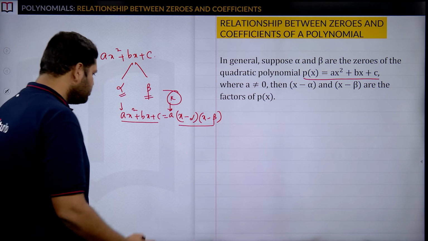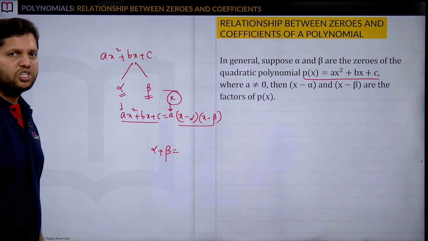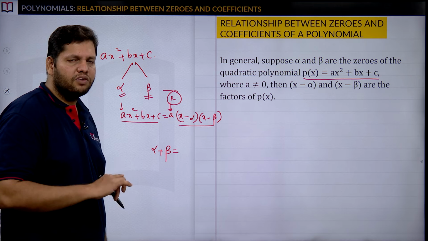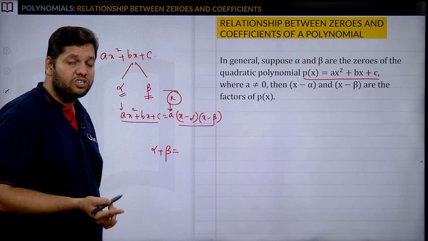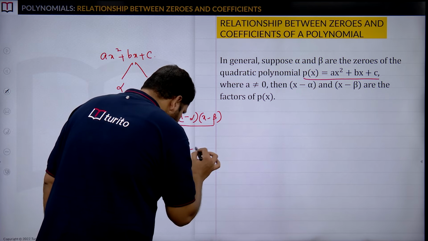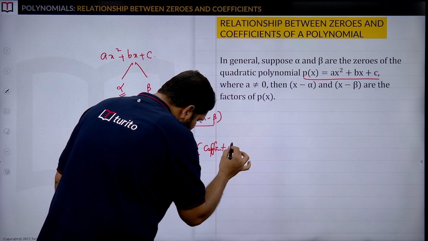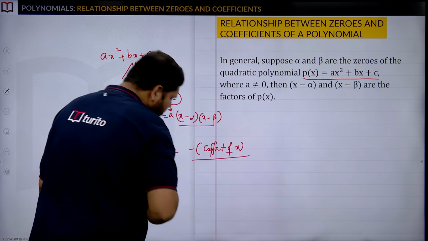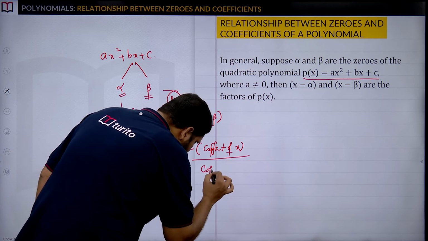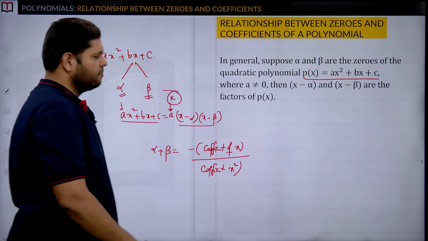Then generally what can we write, children? Sum of the zeros, that is alpha plus beta. What actually did we get as the formula in the previous question? For the sum of the zeros, every time we got minus of the x coefficient divided by the x square coefficient, isn't it children? So we got minus coefficient of x divided by coefficient of x square.